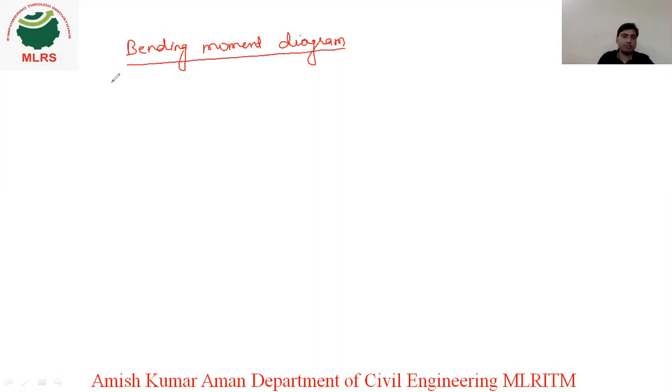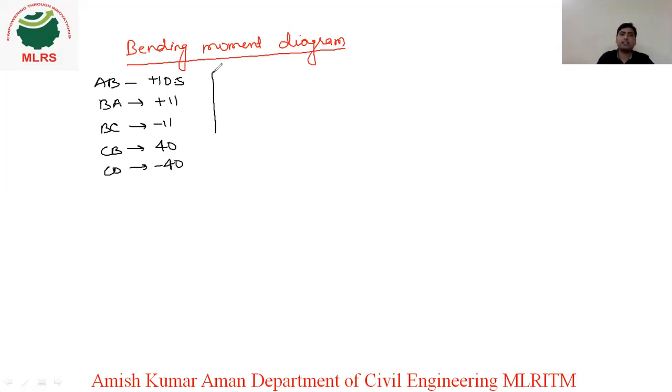For that we have final moments. So, what are the final moments? For AB we have plus 10.5. For BA we have plus 11. For BC we have minus 11. For CB we have 40, and for CD we have minus 40. Okay, so we have these final moments.